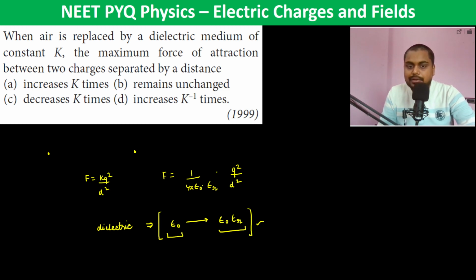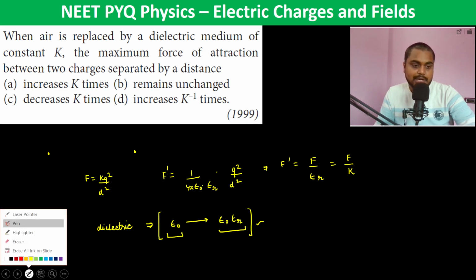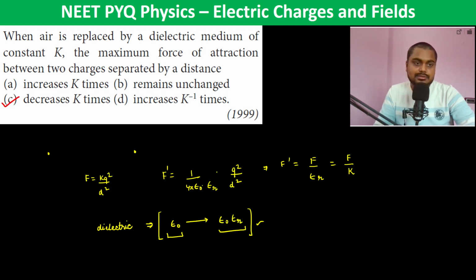So we also have done this only. So now this was F, now make it as F dash. Okay, so we can see F dash is equal to F divided by epsilon r, which is K. F by K. So therefore it decreases by K times. So that's C option.